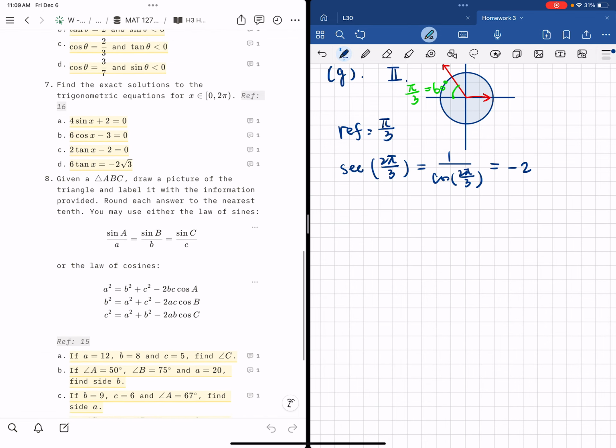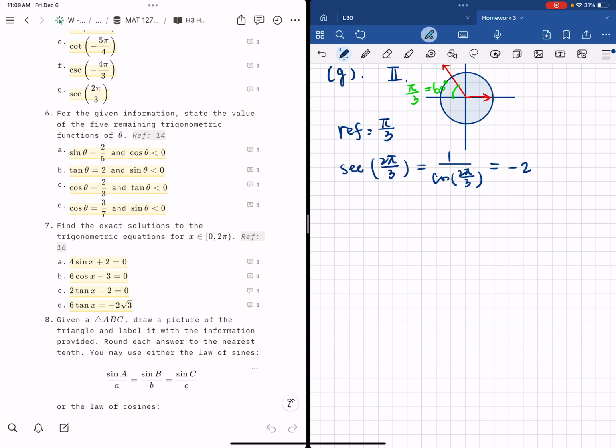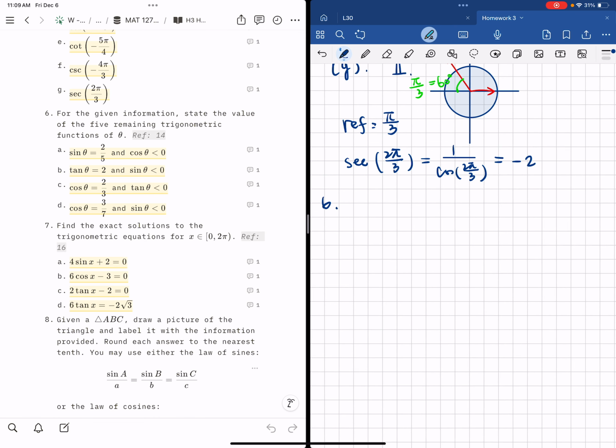And then we have a few more questions. Number 6. For the given information, state the value of the given remaining trigonometric functions of theta. Okay. So part A. Part A tells you that sine of theta is 2 over 5. Cosine of theta is less than 0. So it basically tells us that the y-coordinate is positive, right? Because that's the sine. And then the x-coordinate is negative because the cosine is negative.